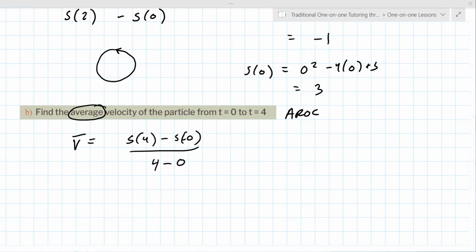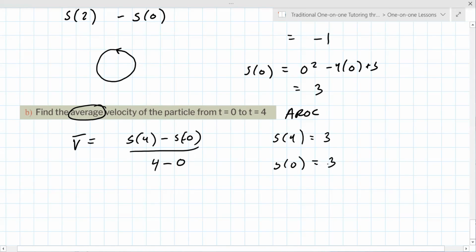So let's get some of those numbers here. All right, so s of 4 is equal to 3, and s of 0 we already found, that's also equal to 3. So it ends up being 3 minus 3 over 4, which is 0 over 4, which equals 0.